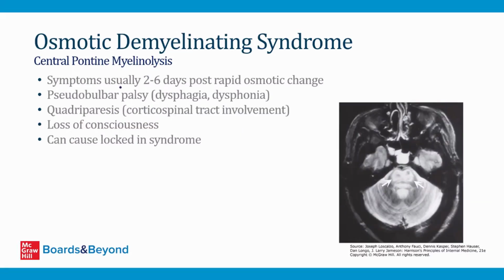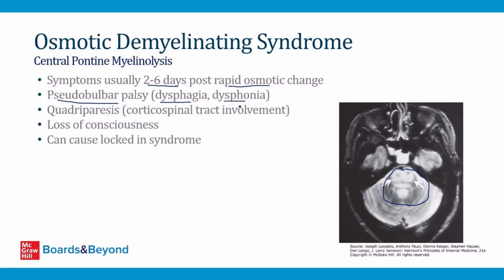So the symptoms of this disorder usually develop 2 to 6 days after rapid osmotic change, such as correcting hyponatremia too quickly. And basically what happens is you lose myelination in the pons. That's this area shown on the slide right here. This is going to lead to problems with cranial nerves, so patients develop pseudobulbar palsy. They can have dysphagia, which is difficulty swallowing. They can have dysphonia, which is difficulty speaking.